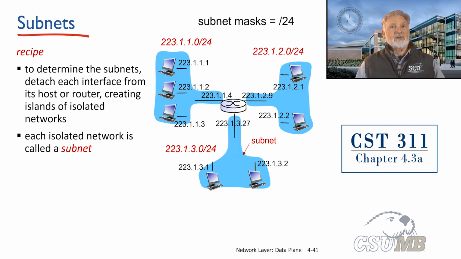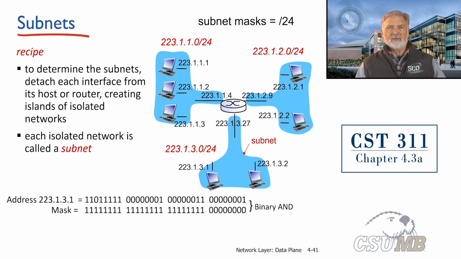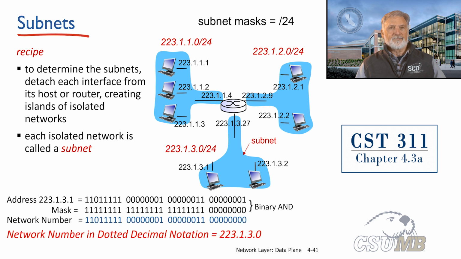This diagram shows 3 subnets that are connected to the separate interfaces on the router. Observe that each subnet has a mask of /24, which is a shorthand for the 24 1 bits in the mask as shown in the parentheses at the lower right-hand part of the slide. By performing a binary AND operation with the IP address and the subnet mask, we can determine the network number of each subnet. As shown on the diagram, the 3 networks are 223.1.1.0, 223.1.2.0, and 223.1.3.0.